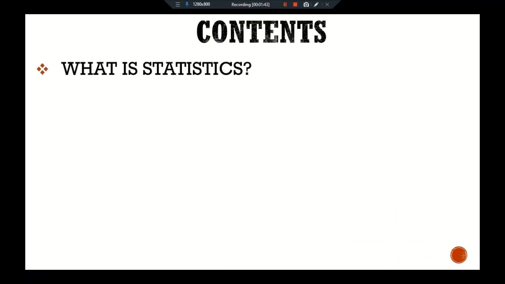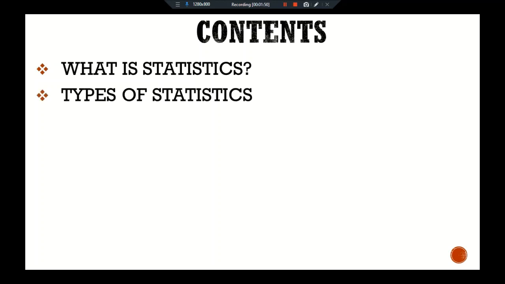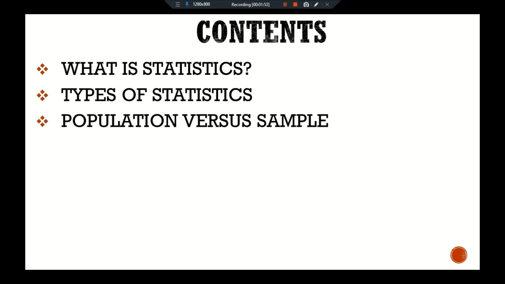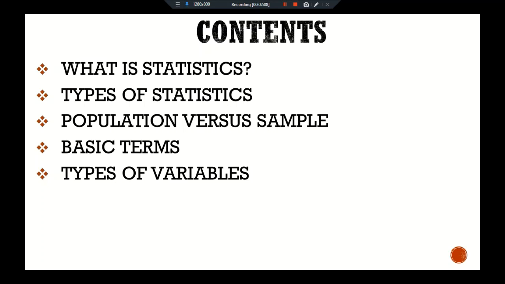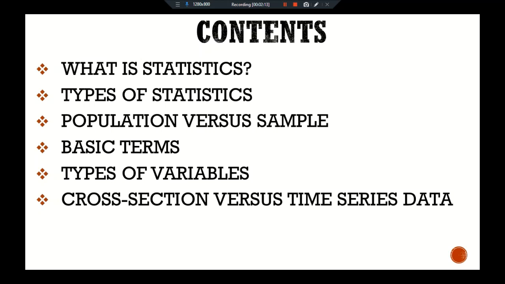First, we will define what statistics is, as a subject and as a word. Then we provide the types of statistics. Population versus sample, these two are extensively discussed words in statistics. Then we provide some basic terms related to statistics. Types of variables will be discussed here, and we provide the difference between cross-section and time series data. And then we provide the sources of data.